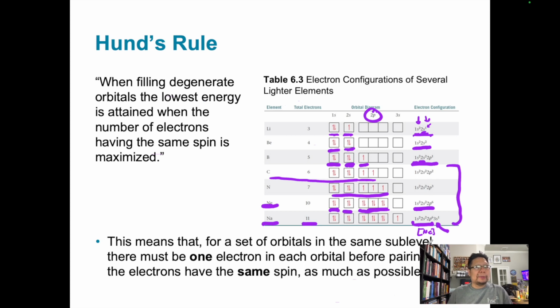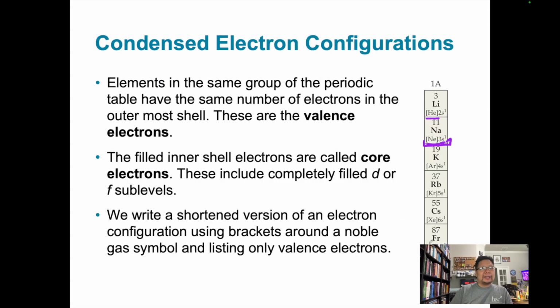So we'll just put neon in brackets and say it's all the same as neon's electron configuration, and then we'll add in the part that's different, which is the extra electron from sodium, right? And so that's why you see here the condensed is neon in brackets and then 3s1, right? Same, you can do it for the whole periodic table.